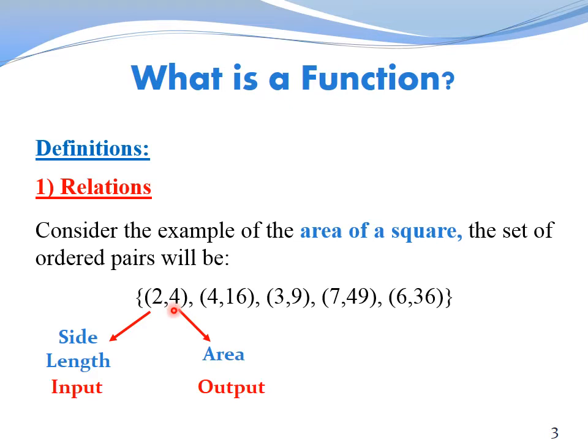This is a relation in which we have an input and the corresponding output. Similarly, here, if the side length is 4, the corresponding area would be 16. So this is our x and this is our y. Similarly, if the side length is 3, then the area would be 9. If the side length is 7, the area would be 49. So it's as if our relation is based on an input, which is the side length, and then a rule, which is the area, the square of the side length, to give me the output, which is given as the second component of the ordered pair.